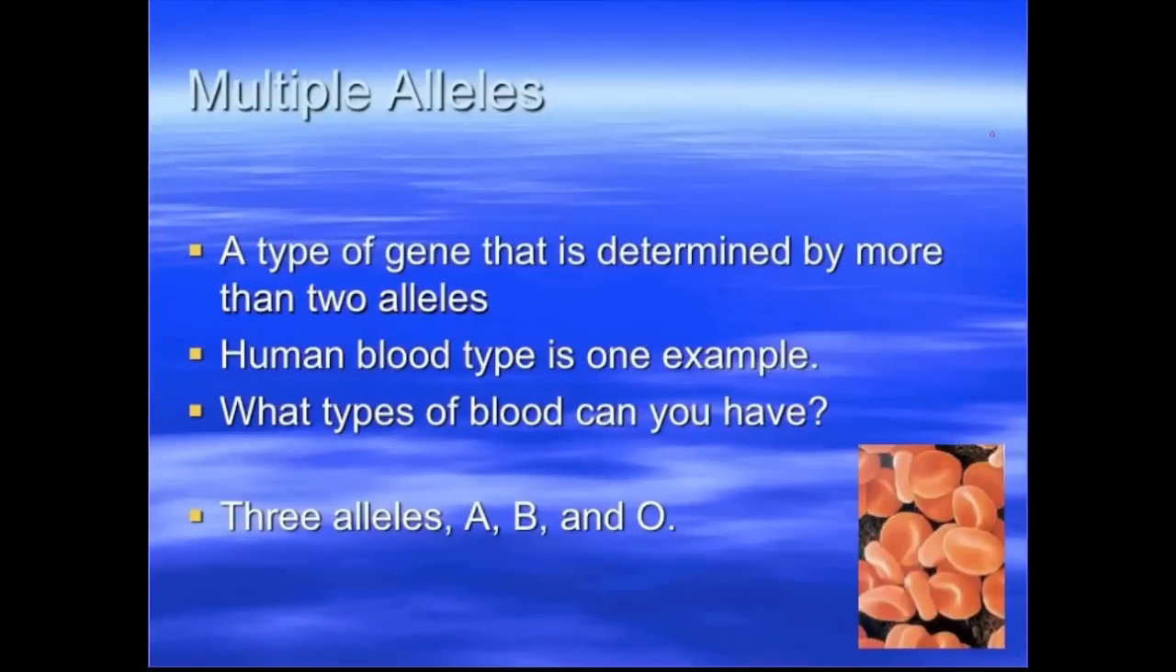Sometimes different traits can be explained by using what's called multiple alleles. This is where a gene can get several different alleles on it. So if these are our 2 chromosomes, and this is our gene, we still only get 2 genes. However, there's more than 2 alleles that could be inherited here. A perfect example in humans is human blood type. The types of blood that we can have are A, B, or O. We're going to go into great detail with this.